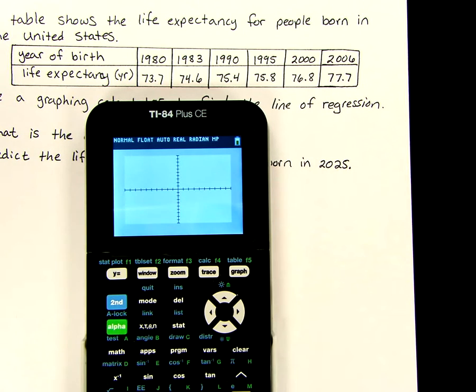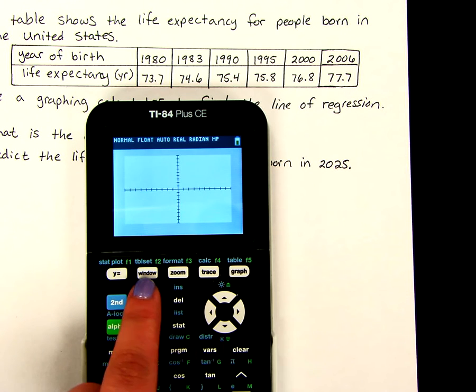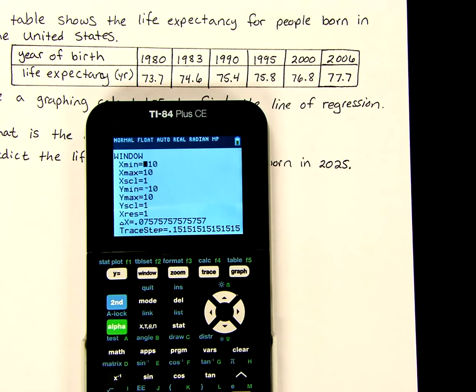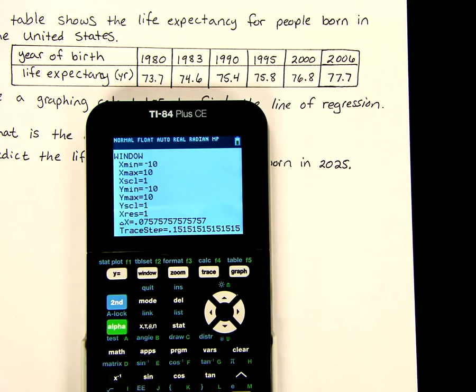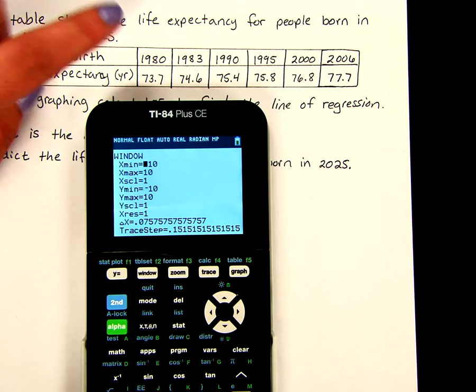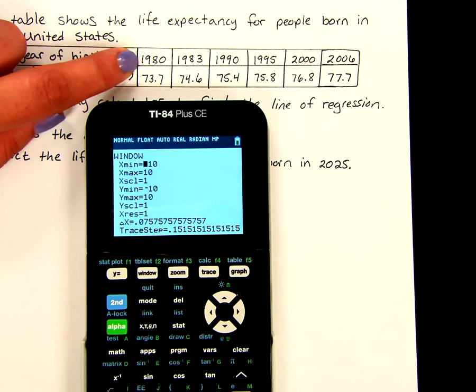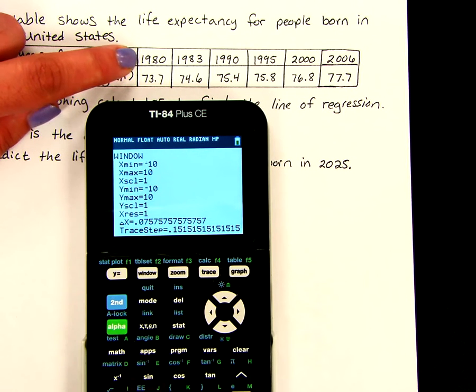This is where it becomes very important that we understand domain and range so that we can adjust our window on our calculator more effectively. To change our window, we're going to press the window key. For the x minimum, since we want to see our points, we need to choose an x value that's smaller than the smallest x that they give us. That's going to be this 1980. So we can say, let's choose 1970 or 1975. Any of those would work. Then we press enter.